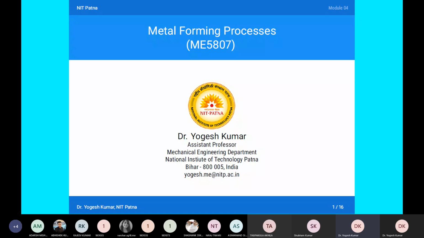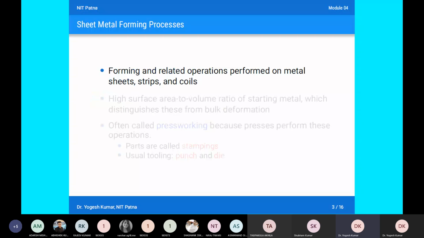Today we are starting module 4, that is the sheet forming processes. This module is specially designed for sheet metal forming processes. We already know that there are two types of metal forming processes. One is bulk metal forming, which we have covered in module 3. And in module 4, we are going to discuss the second type of forming processes, which is called sheet metal forming processes.